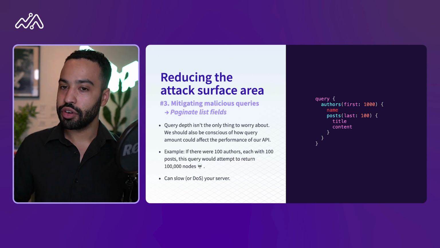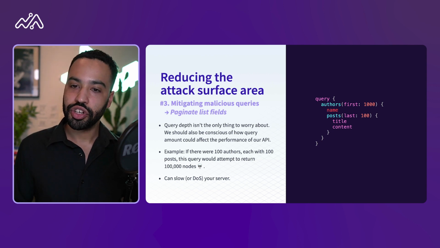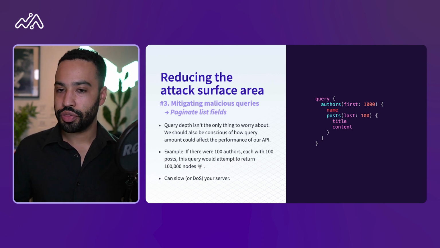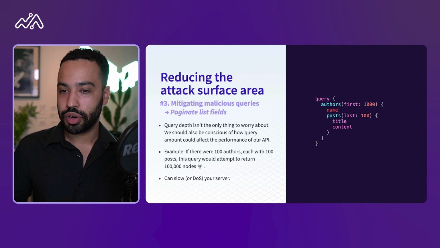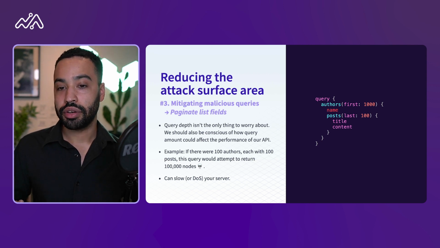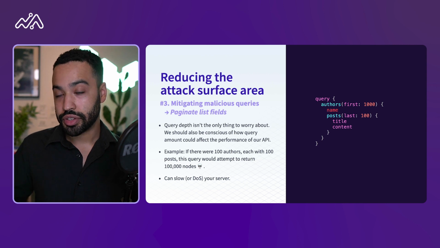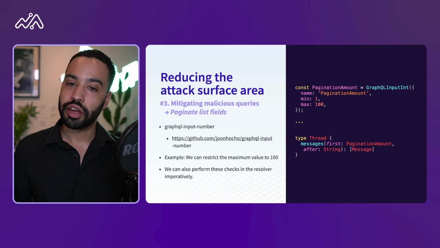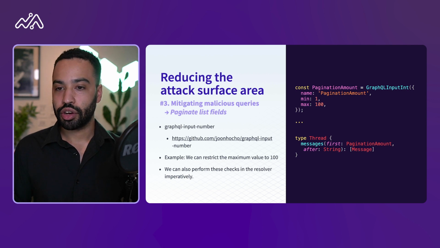This doesn't really just end with query depth. Pagination is also something we should handle with care. For example, if we were to return the first 100 authors and each author had 100 posts, a query like that would undoubtedly slow down, if it doesn't DOS, the server. To prevent this from happening, we recommend using pagination when appropriate, capping the input number in your resolver, and using a library like GraphQL input number to limit the possible input size.